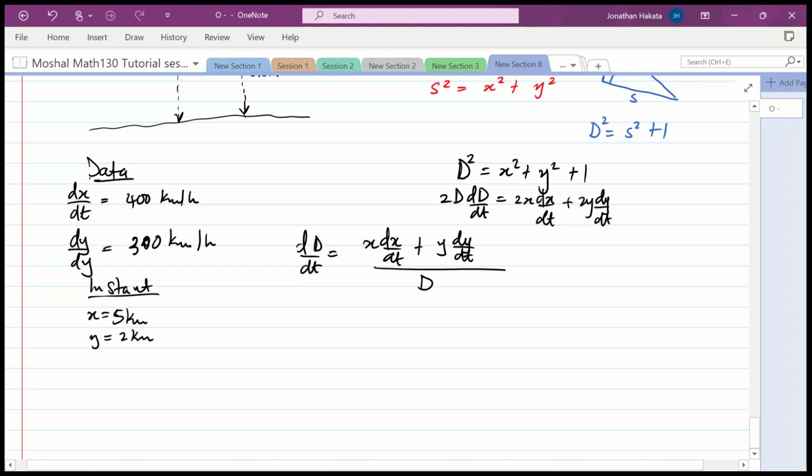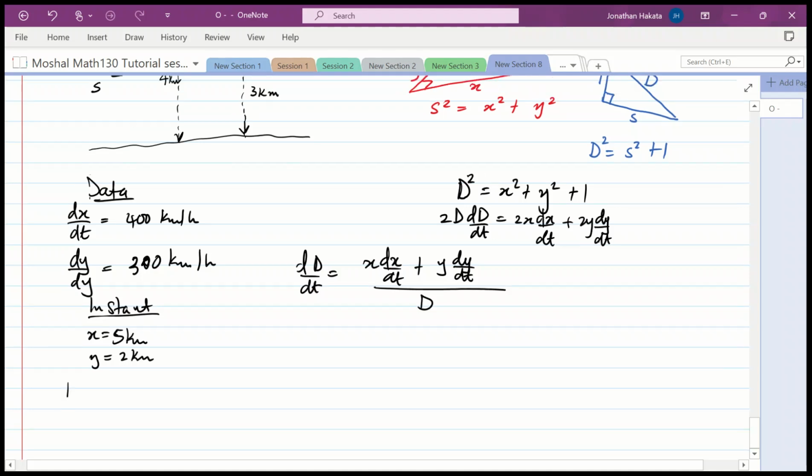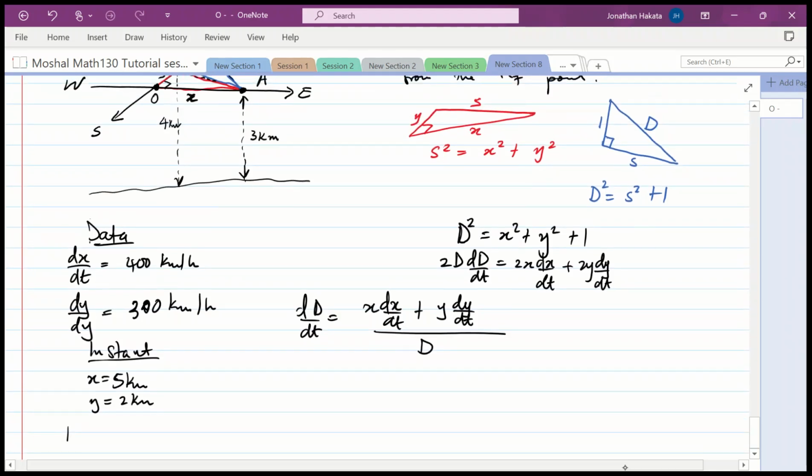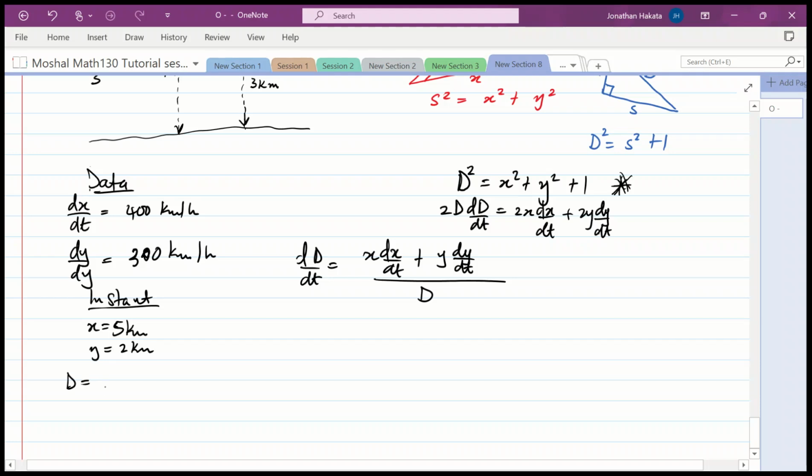Okay, but do we know D at that point? We will have to calculate D, otherwise we will get stuck. D is required in our formula. So, if you look at this equation here, this one where I'm putting a star, you can see that D is equal to the square root of x squared is 25, we're using this information here, plus y squared is a 4 plus 1 according to that formula. So D is equal to root of 30. So let's take all this information and feed it into that formula.